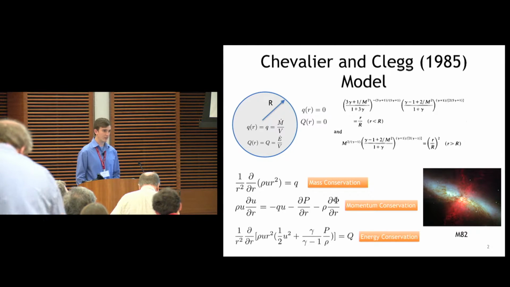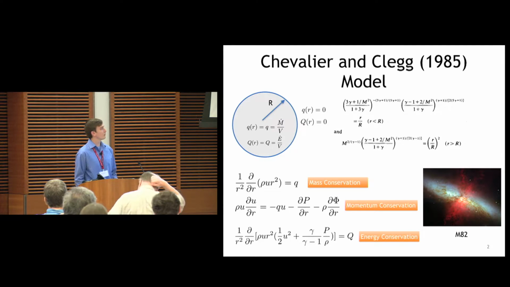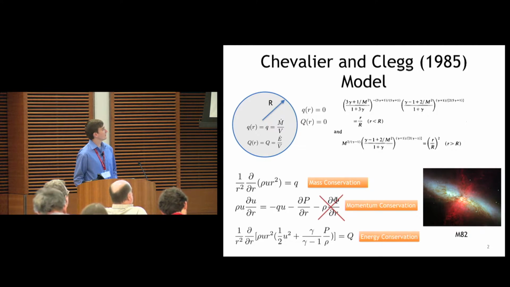Another is that when they did this paper, they really wanted to compare their model to M82. And M82 is a typical galactic wind example, but it's also a very strong galactic wind. So one that is so strong that gravity really doesn't need to be included in the model. So what they do is they take out this gravitational term, but we're going to put that back in.